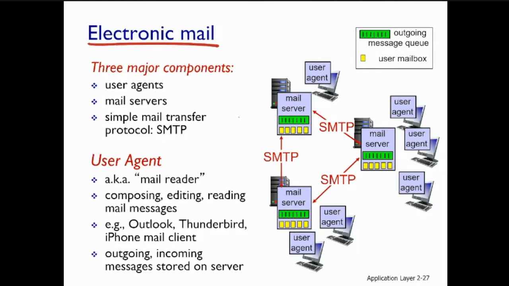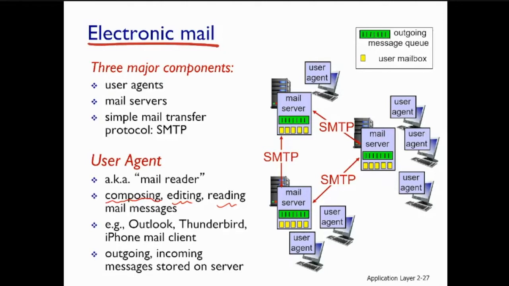components. A user agent is basically maybe a browser, right? That is used to compose or edit or read email messages. But it may be third-party software such as Outlook, Thunderbird, Apple Mail, or if you're accessing your email using a web browser, it's a web browser.